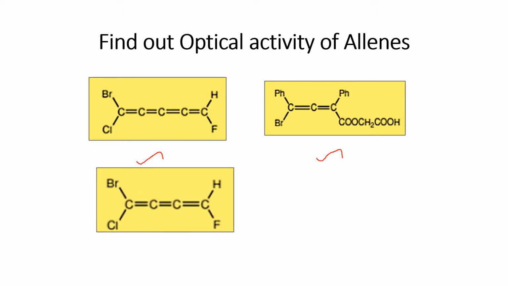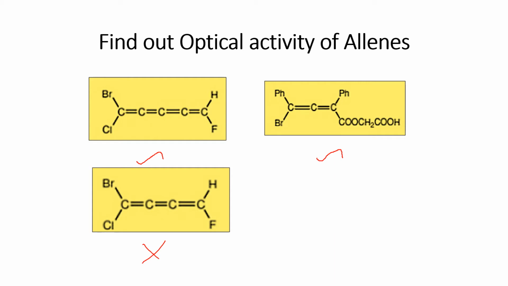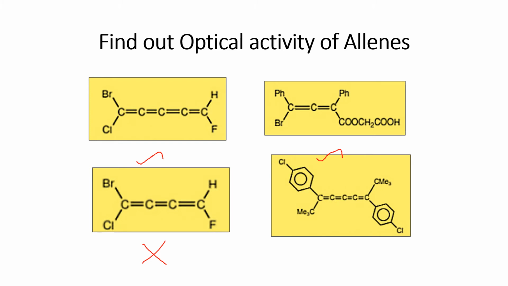And the last one, the third one. See here, two different substituents. The number of double bonds, 1, 2, 3. Three double bonds are there. This is optically inactive. Even though the substituents are different, the number of double bonds is not even. It's an odd number. Why? If double bonds are an odd number, what will happen? The terminal groups lie in the same plane, so it is optically inactive. And you see here 1, 2, 3, 4, an even number of double bonds. The substituents are also different on the carbon atoms. So this is optically active.